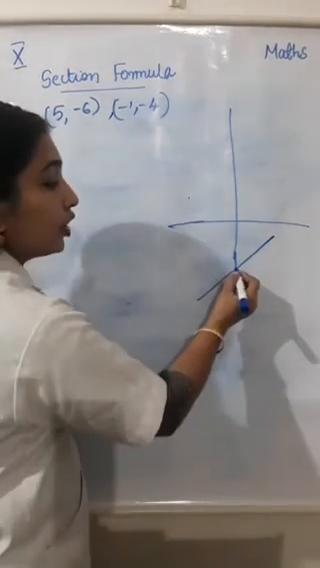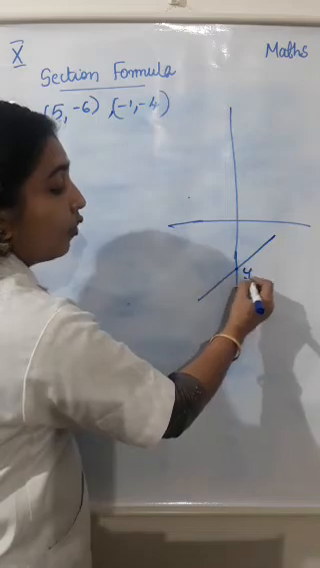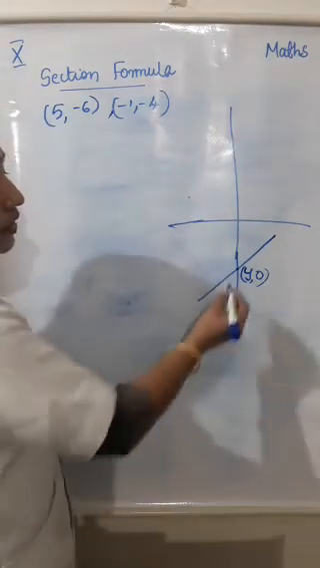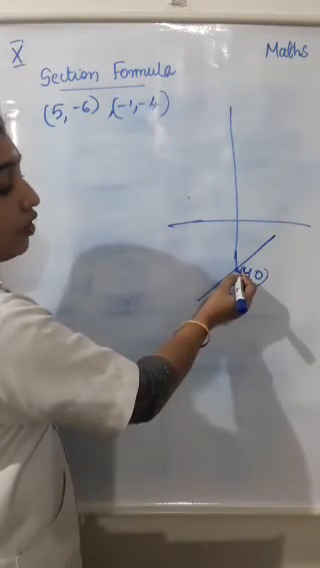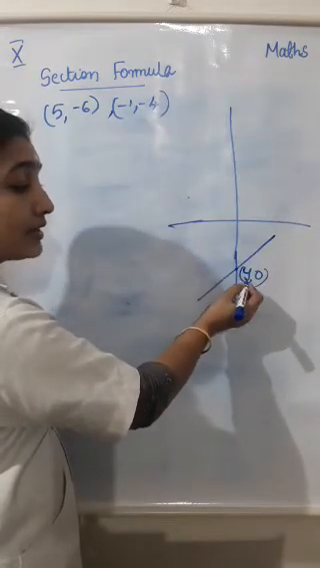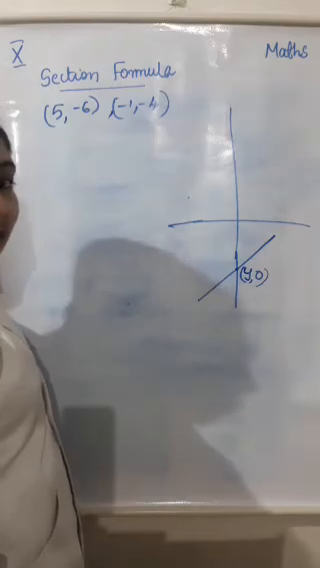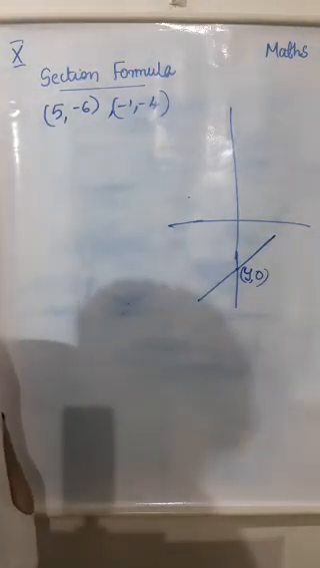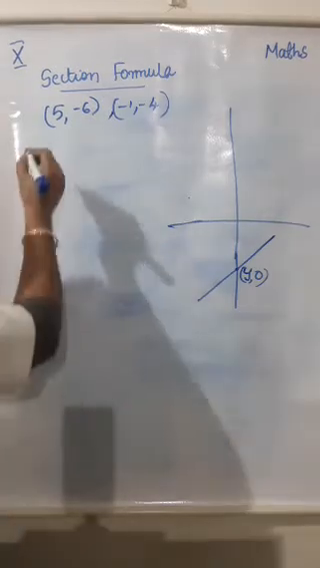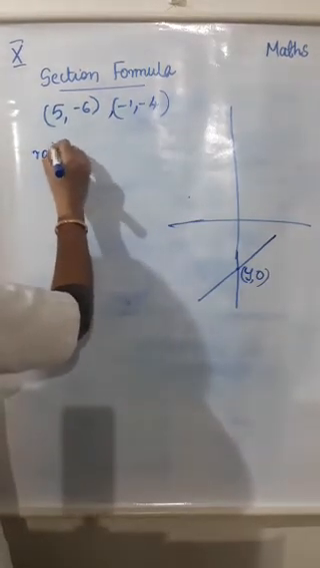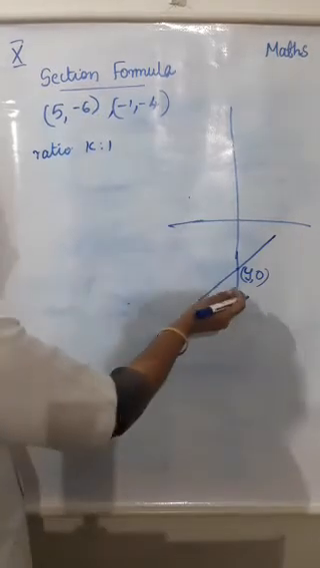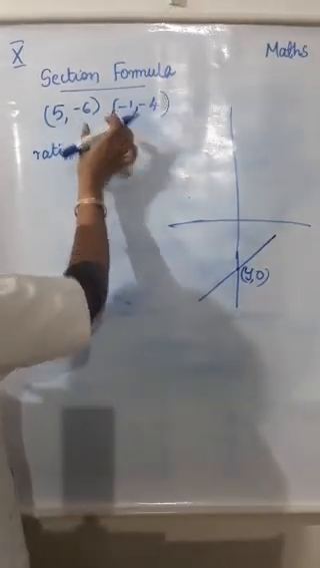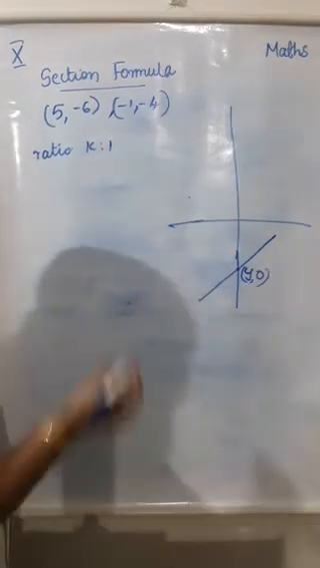You know that a point on the y-axis is in the form (0, y), where x is equal to 0. Then, since the ratio is not given, we can take the ratio k is to 1. We take the point which divides the line segment joining these points as (0, y).